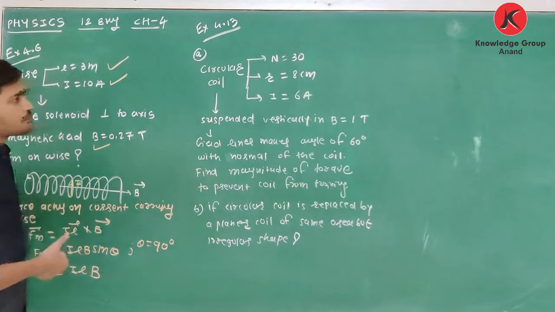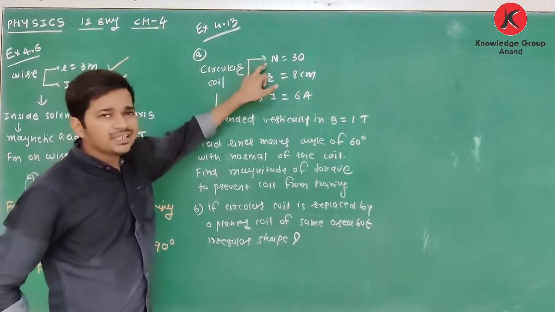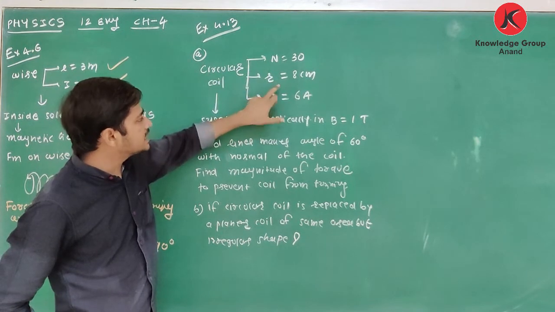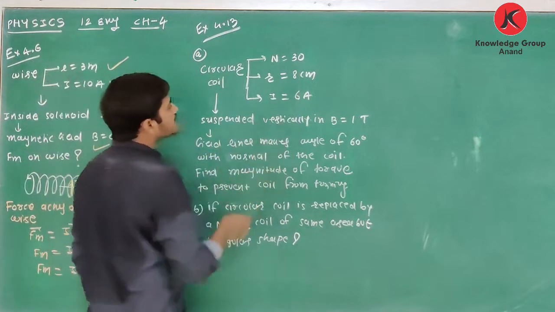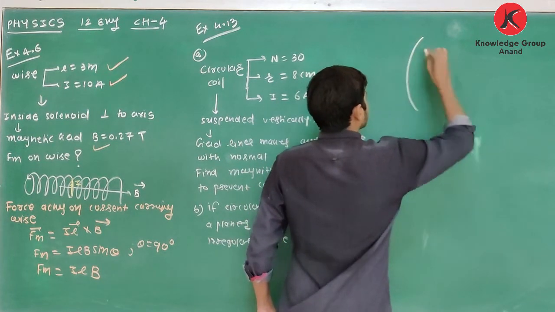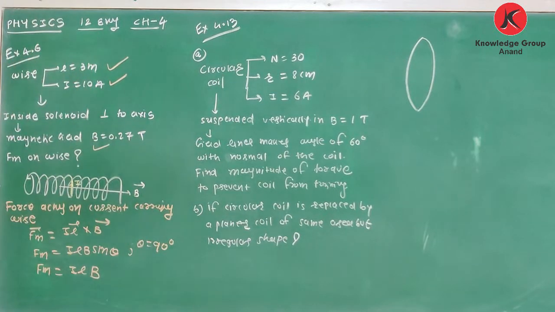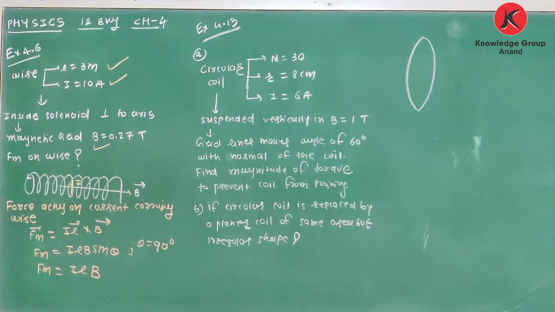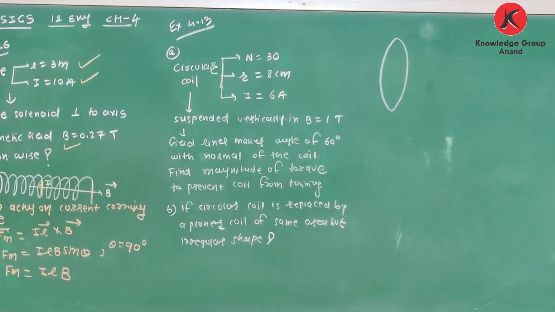Now, another question. Exercise 4.13. What is given? See, question A. You are given a circular coil having number of turns 30, radius 8 cm, current flowing 6 ampere. The circular coil is suspended vertically like this. This current carrying circular coil is suspended vertically, having number of turns N is equal to 30, radius 8 cm, current 6 ampere.